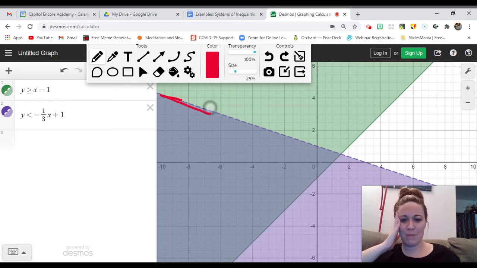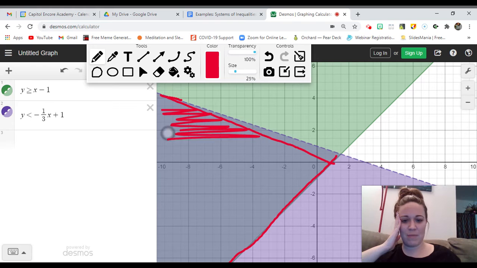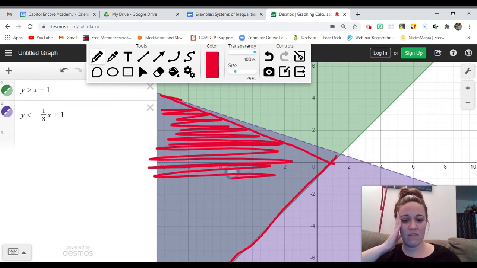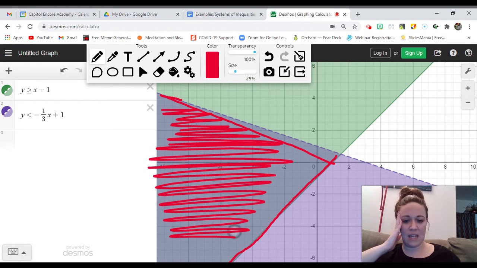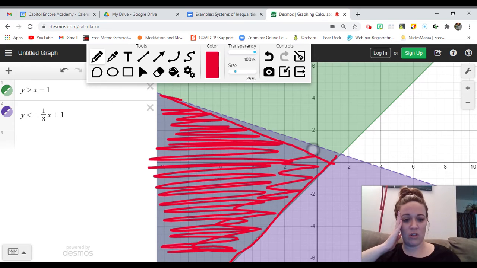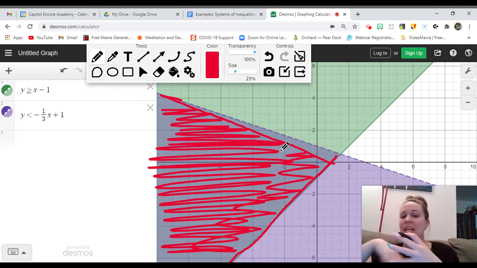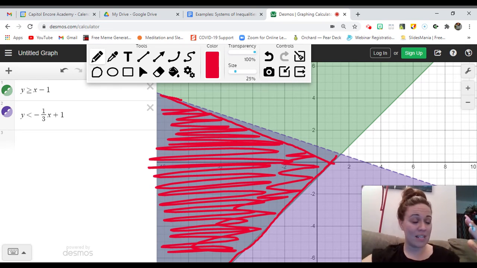But this particular spot right here is where they share their shading. So when you are asked eventually to graph these by hand, you would shade all of this particular piece in. So here is where the solutions lie, and I say solutions because they are inequalities.